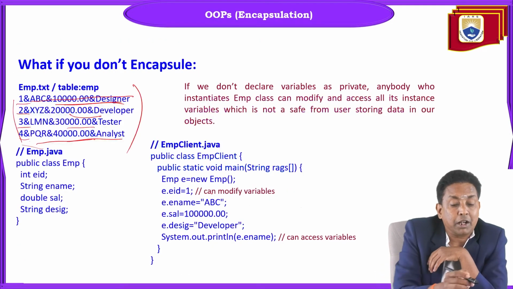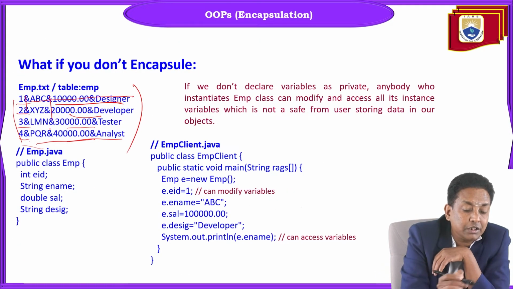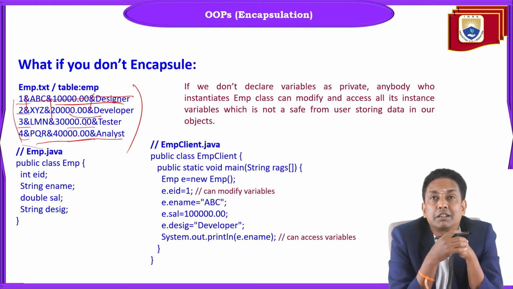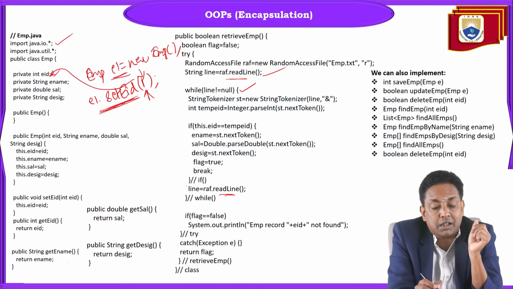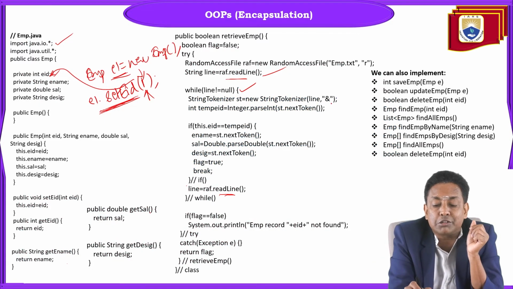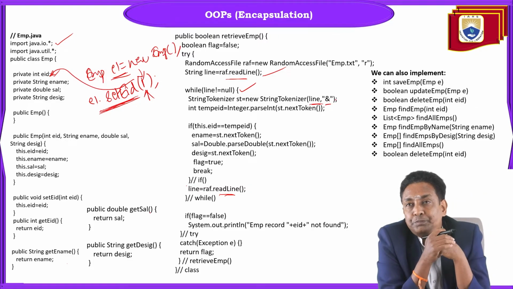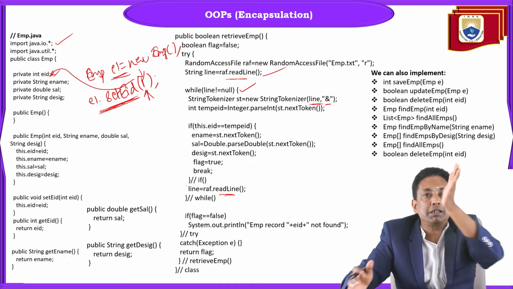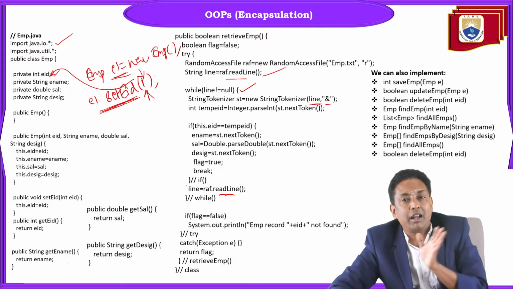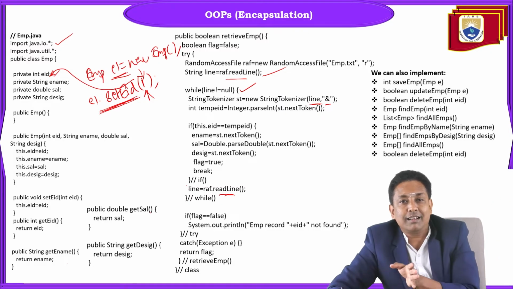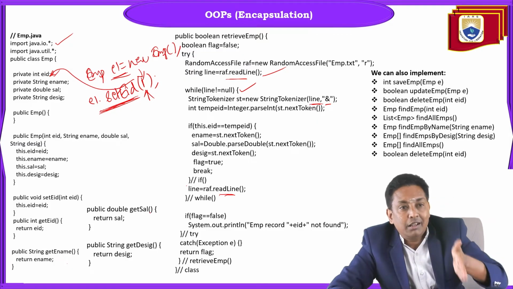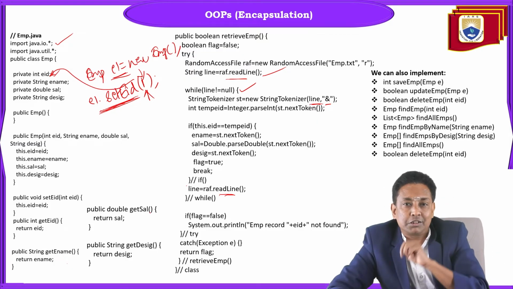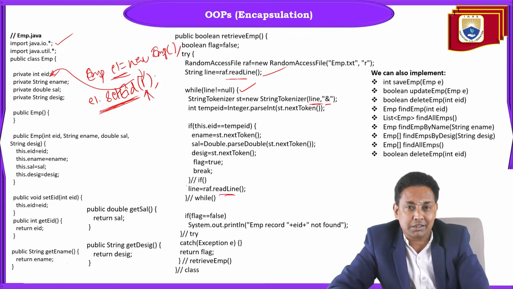So what is the separator used between the values in this file? Employee name, salary, designation, with an ampersand. With the ampersand, that whole line has to be split, so we use StringTokenizer. st is equal to new StringTokenizer. We pass the line and the ampersand symbol. What happens? The complete line will be split with the ampersand symbol. Employee ID, name, salary and designation will be split as 4 tokens. So the StringTokenizer now contains 4 tokens.